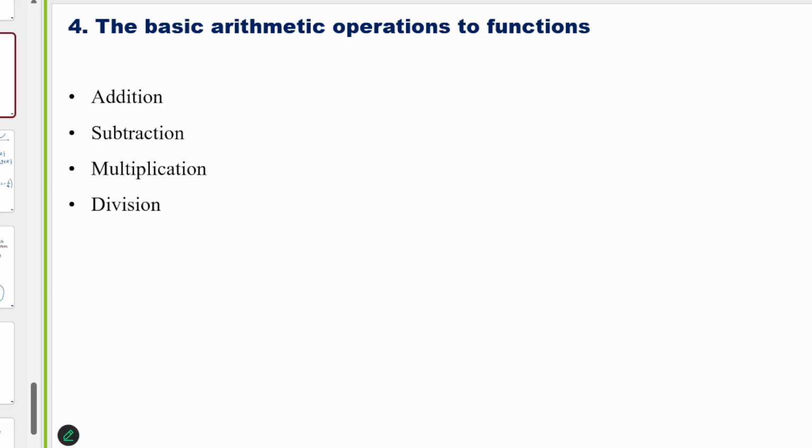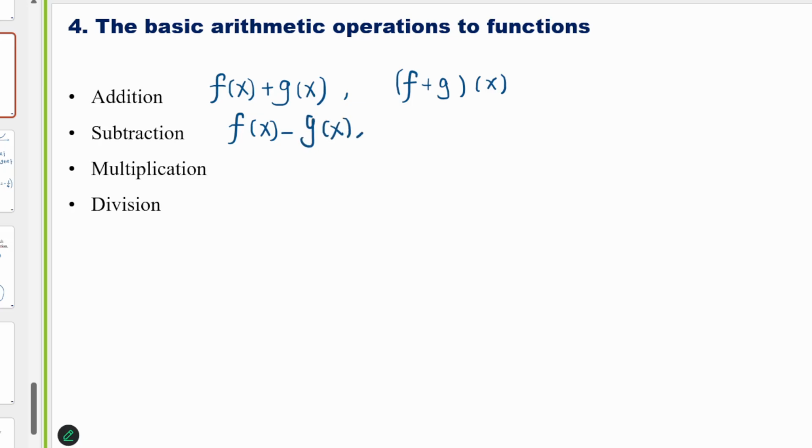By the way, there are some other notations for addition, subtraction, multiplication, and division. I forgot to mention that. So for example, for addition, f(x) plus g(x) is to simply add the expressions of the two functions, right? Sometimes we also use this notation, f plus g of x. So x is the input and the expression is f plus g. And similarly, f(x) minus g(x) can also be written as f minus g of x.